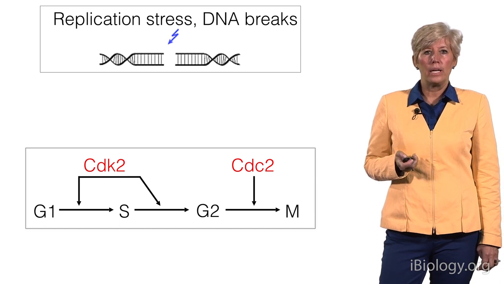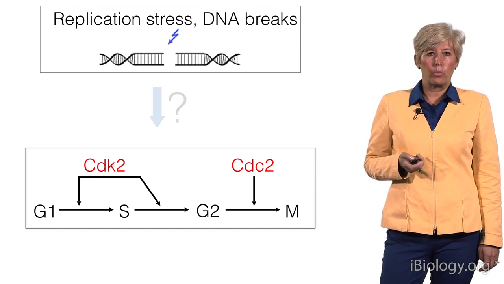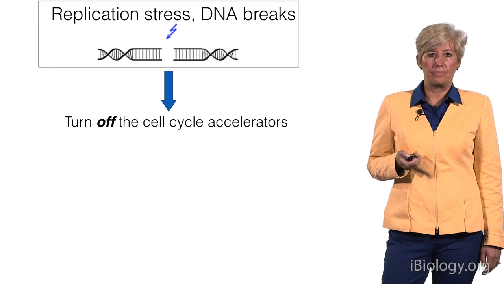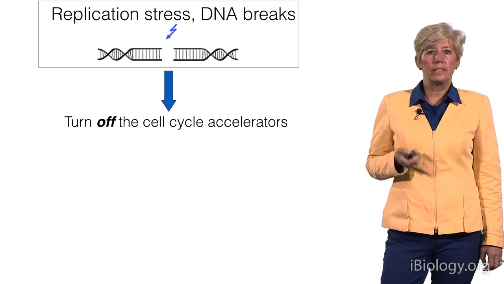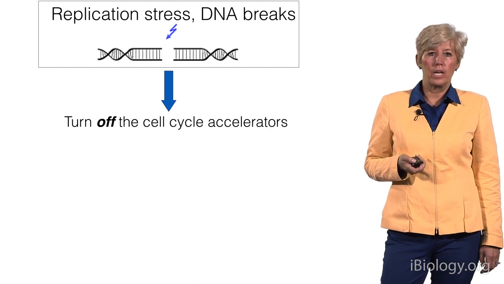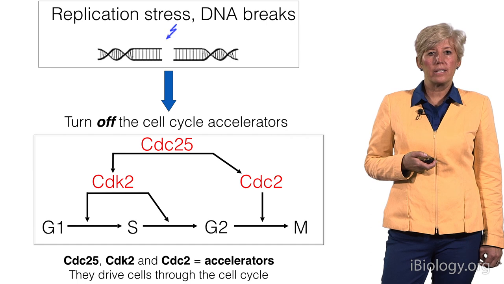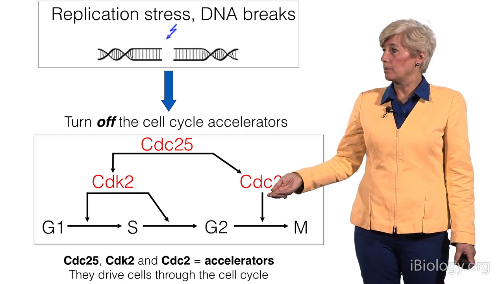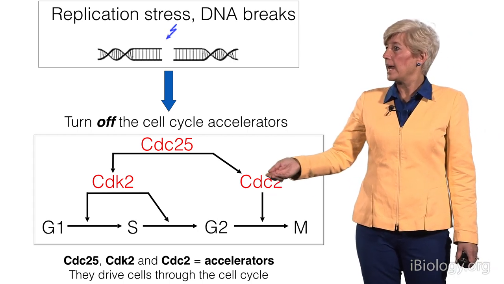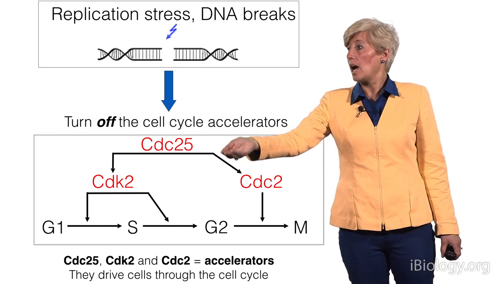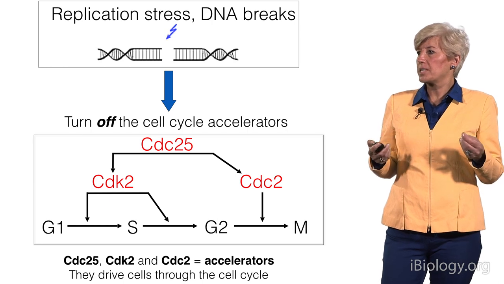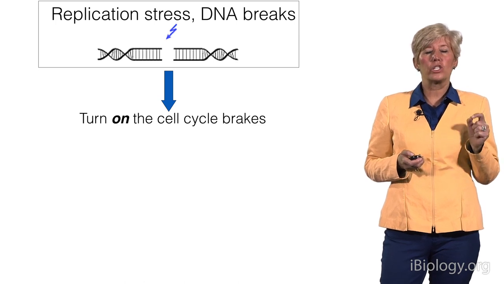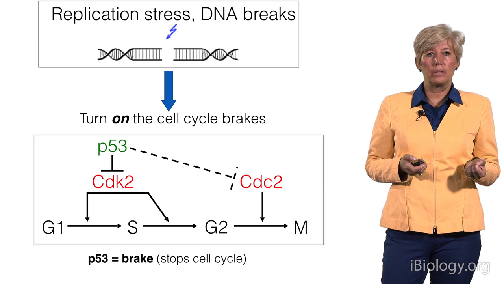Okay, so how does replication stress or DNA breaks signal to the cell cycle machinery to bring about cell cycle delays? What needs to happen is the cell needs to turn off the cell cycle accelerators. So who are these cell cycle accelerators? Well, these are some of the same proteins we talked about in our first lecture. We have the cyclin-dependent protein kinases that drive the cell cycle forward, and we have a key activator which drives the cell cycle forward. So a normal cell wants to turn the activity of these enzymes off. In addition, a cell wants to turn on the brakes. And so what's an example of a cell cycle brake?